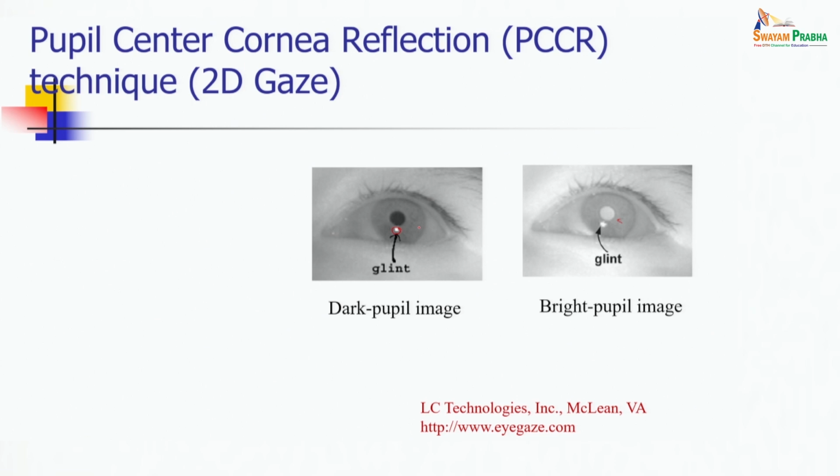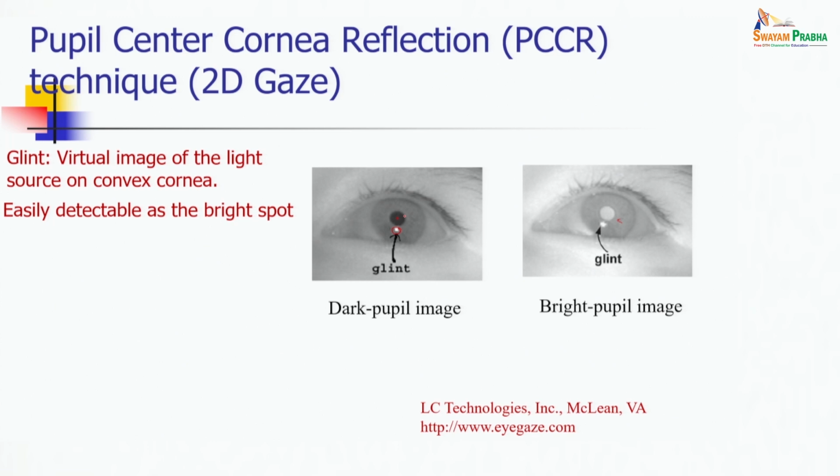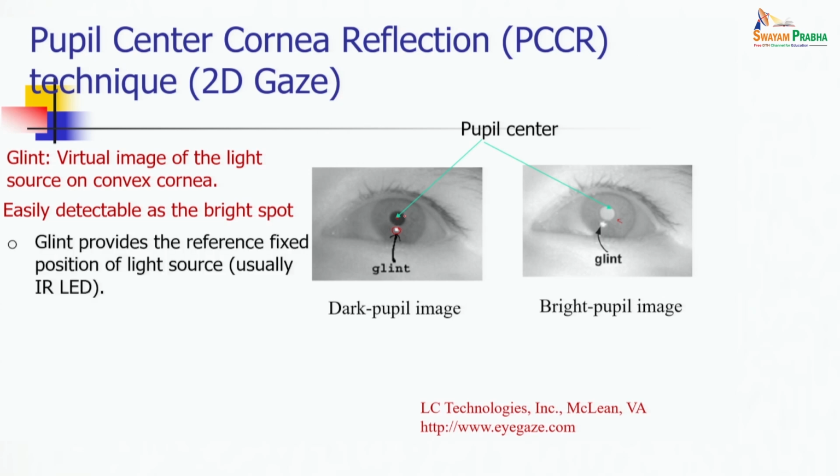So if I can identify the position of the glint, and if I can identify the position of the pupil, using these two we can identify the gaze location. That means at which point the viewer is looking. So what we do here is capture this glint, which is the virtual image of the light source on the convex cornea, and it is easily detectable as a bright spot. I mentioned that these are the pupil centers.